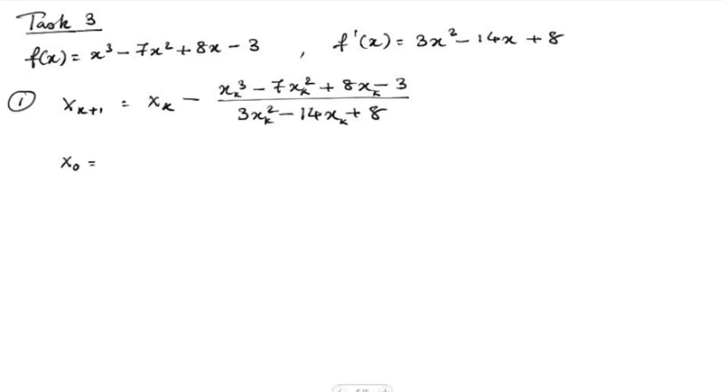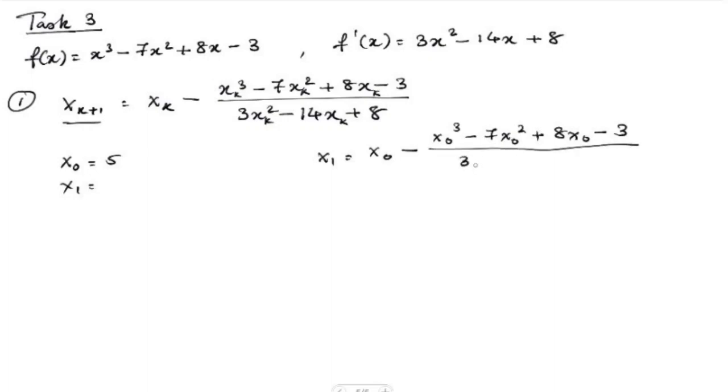Now first of all we have x0 equal to 5. Now we want to find x1. So here we'll have x1, so k is 0, so 0 plus 1 is x1, and it's x0 minus x0 cubed minus 7x0 squared plus 8x0 minus 3, divided by 3 times x0 squared minus 14 x0 plus 8.